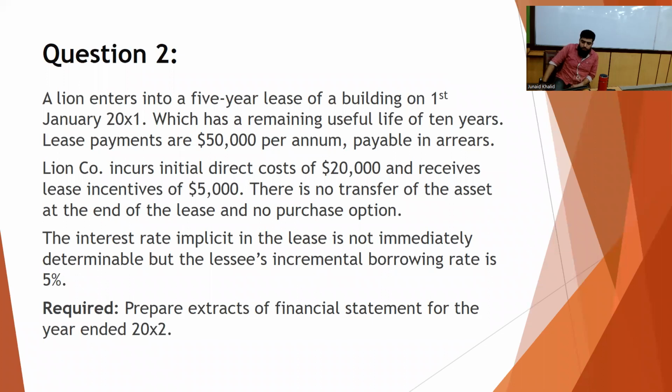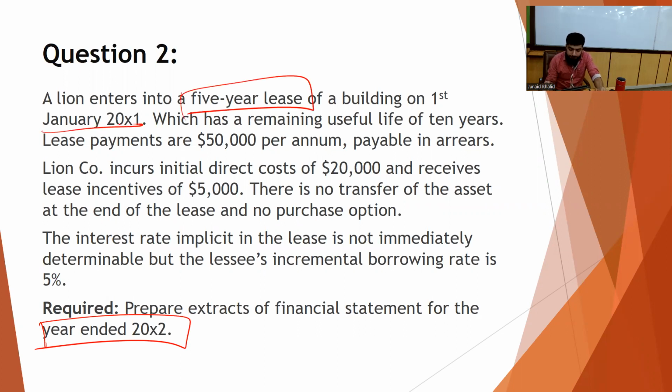Okay, now let's move on towards question number 2. Let's have a look at this question, and we'll prepare the extract of the financial statement with respect to the requirement for the year ended 2002. Let's recall the question. Lion enters into a contract of a 5-year lease term for a building on 1st January 20x1, which has a remaining useful life of 10 years. It means the life of the asset is 10 years, and the depreciation would be calculated over the shorter of the lease term and the useful life. And if the ownership is transferred at the end of the lease term, then the depreciation will be calculated accordingly.